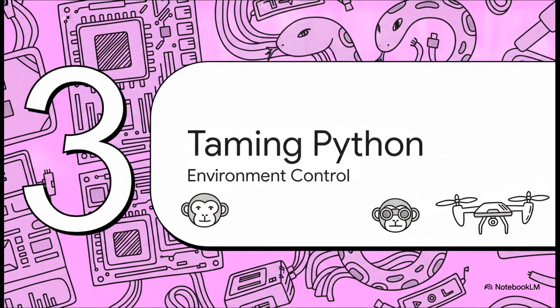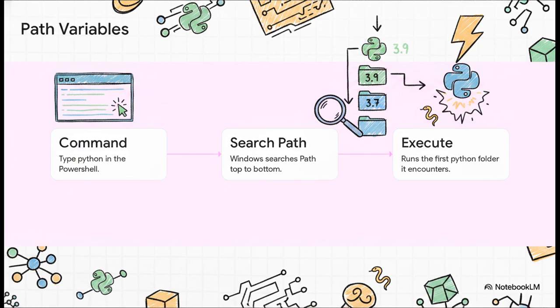Section 3. Taming the Python environment. Now, obviously, before we can track those monkeys and start moving hardware, we have to learn to actually control our own computers. It happens to literally everyone. You try to run Python version 3.9 for your shiny new AI project, but Windows mysteriously executes version 3.7 instead. Why? Well, it all comes down to environmental path variables.